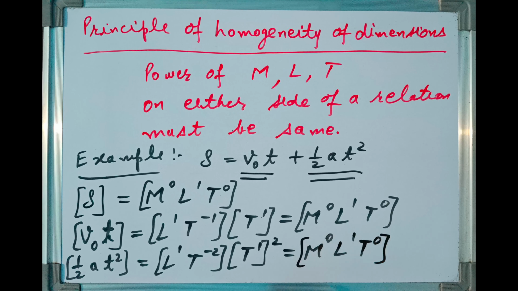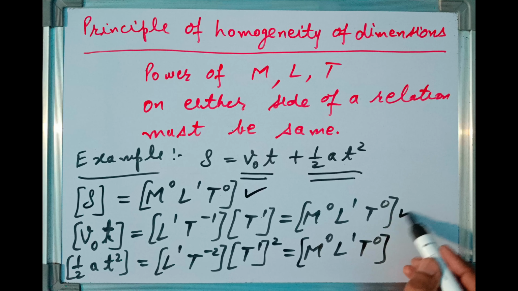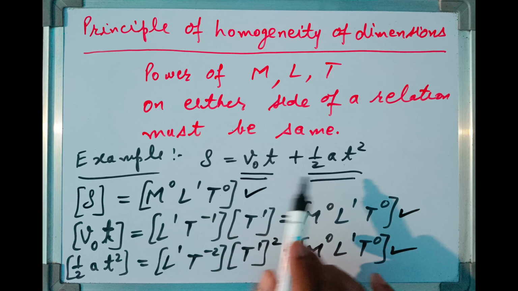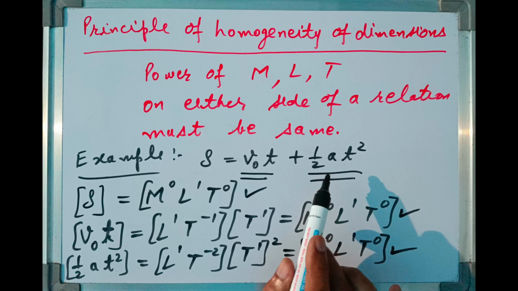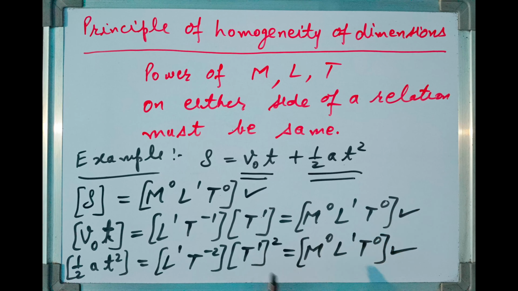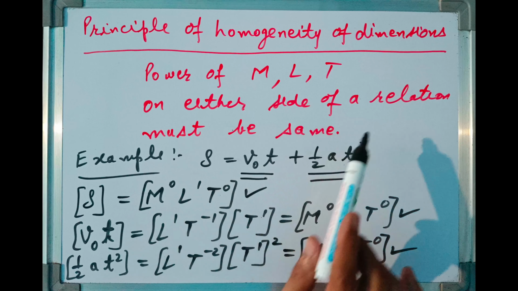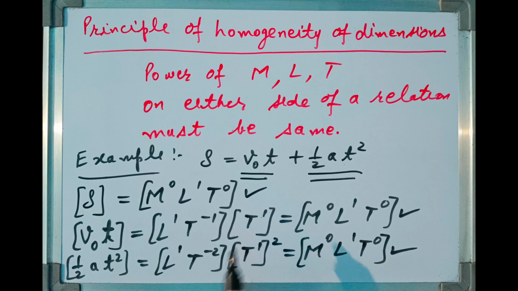It is clear from these three results that each term on the left hand side as well as on the right hand side has the same powers of mass, length and time. Mass has power 0, length has power 1, time has power 0. So this is the meaning of the principle of homogeneity of dimensions. Again let me revise. Powers of M, L and T on either side of the relation must be the same. This is called the principle of homogeneity of dimensions.